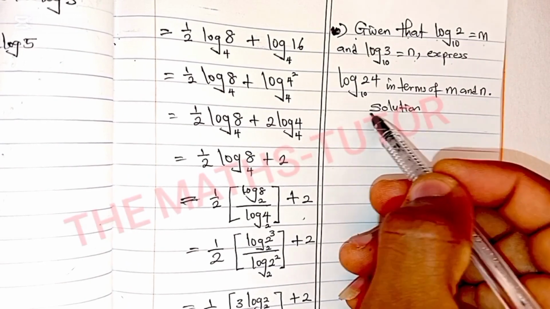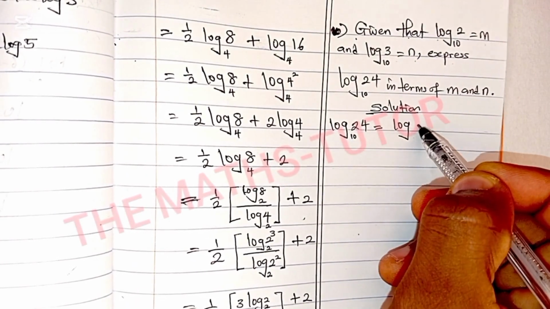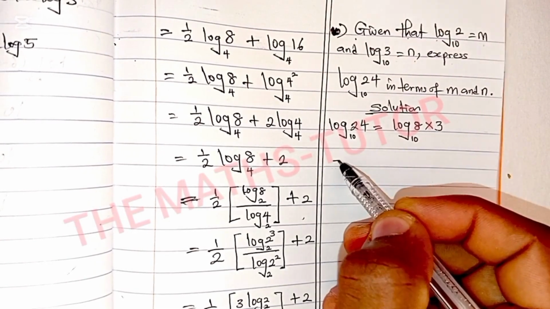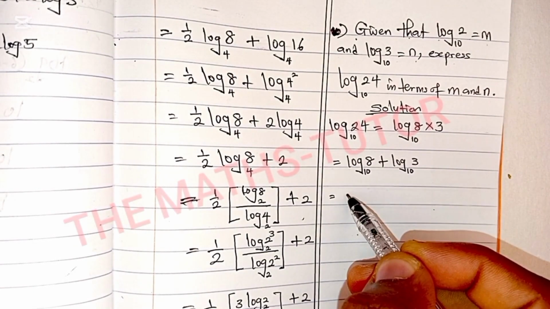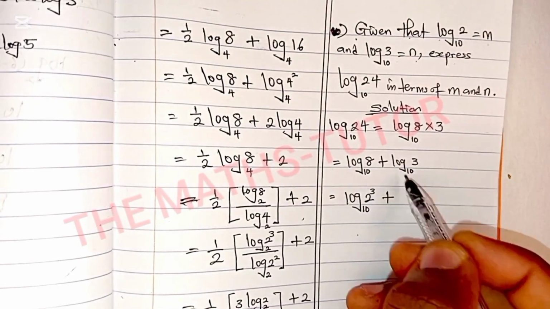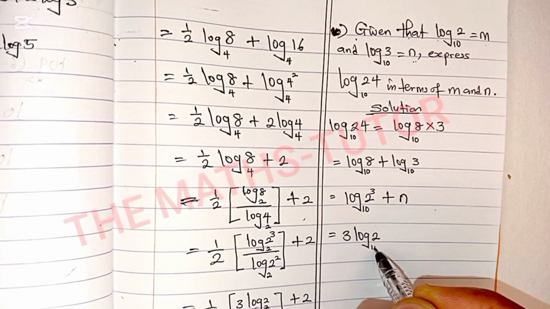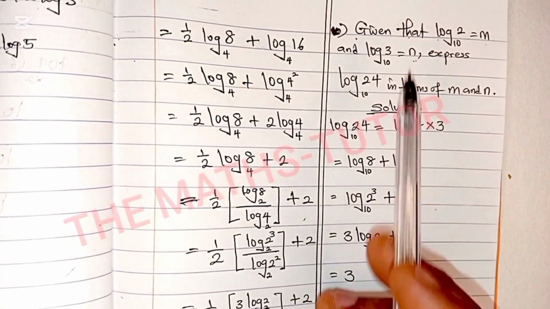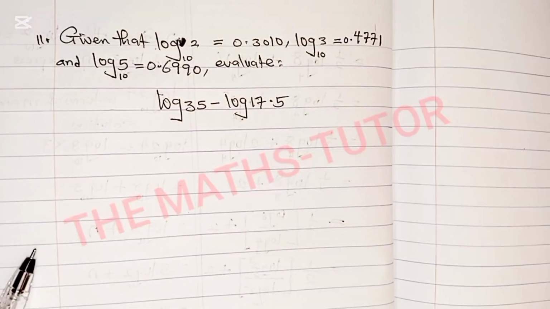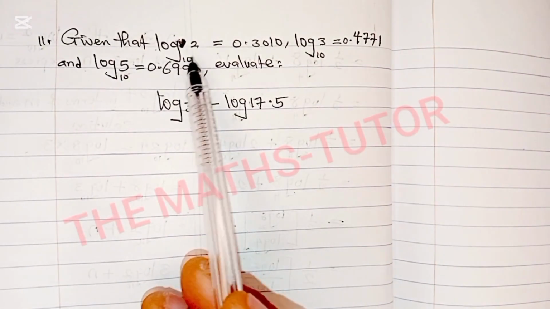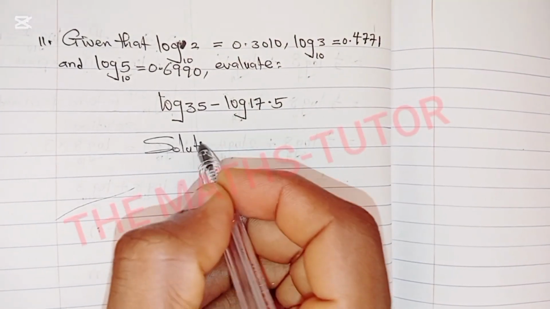So in the next example, we are given that log 2 to the base of 10 is m, log 3 to the base of 10 is n. Now we have to express log 24. 24 is going to give me 3 times 8. So I'm going to express 8 as 2 raised to power 3. And then the 3 of that comes out front, so here becomes 3 log 2. Of course, log 2 to base 10 is m. So 3m plus n.